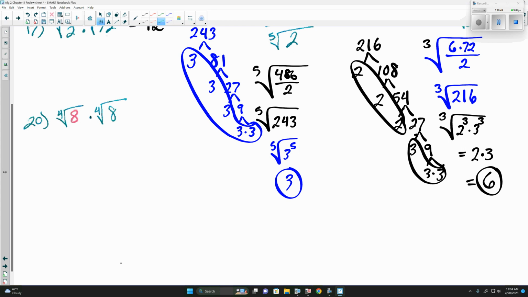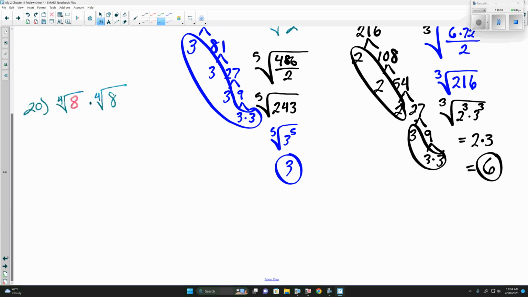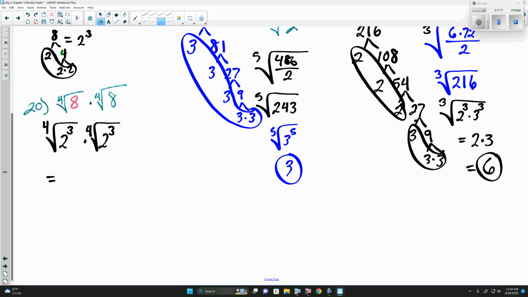We ready for number 20? Now 8 is the same as 2 to the third. So we can rewrite 8 as 2 to the third, because if we did the factor tree, it'd be 2 times 4, and 4 is 2 times 2. We have 3 2's, telling us this is 2 to the third power.